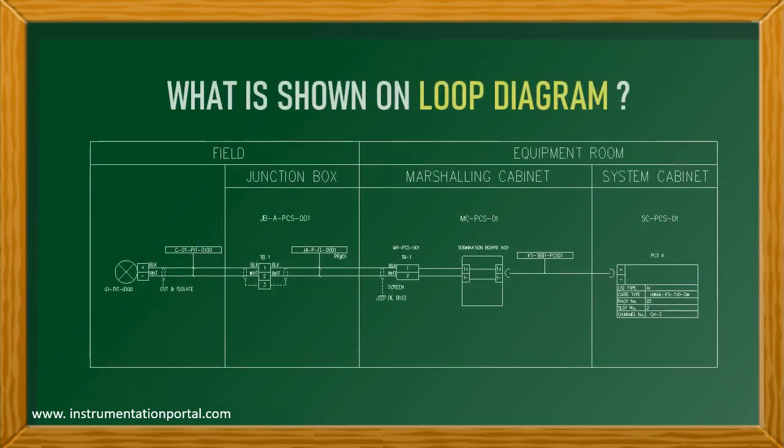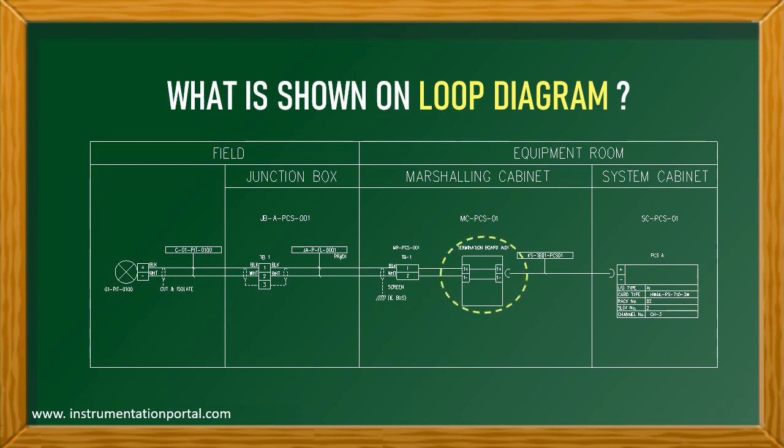Okay, here are what's shown in the loop diagram. Instrument and its terminal numbers which are to be connected. Instrument cable number, junction box number, and the assigned terminal number inside the junction box. Multi-pair cable and its pair number. Marshalling cabinet number. The assigned terminal number in marshalling cabinet for the specified instrument.